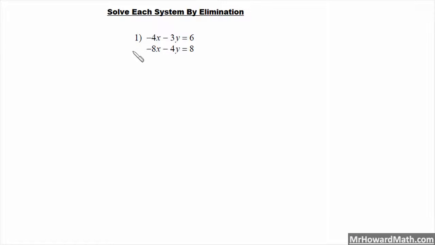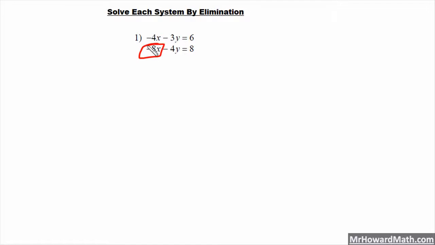Alright, so now let's solve by elimination. The goal of elimination is to eliminate either the x or y term so that we can solve for either x or y. So right here, I have two equations. I have negative 4x minus 3y equals 6 and negative 8x minus 4y equals 8. The first goal is to match up the x terms or the y terms with the same coefficient but a different sign. I know that's a lot to process, but basically, I have a negative 8x here, so I'm going to choose to get rid of the x's. I could get rid of the y's, but I'm choosing to eliminate the x's in this case.